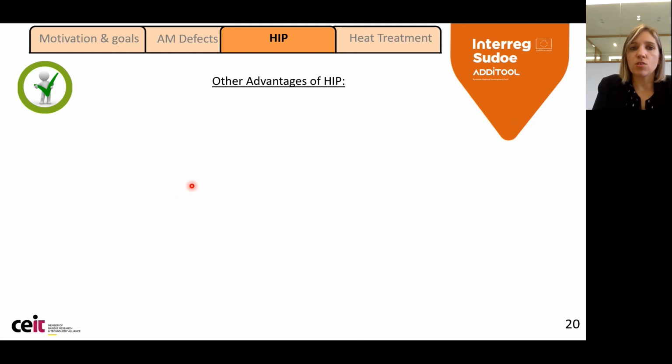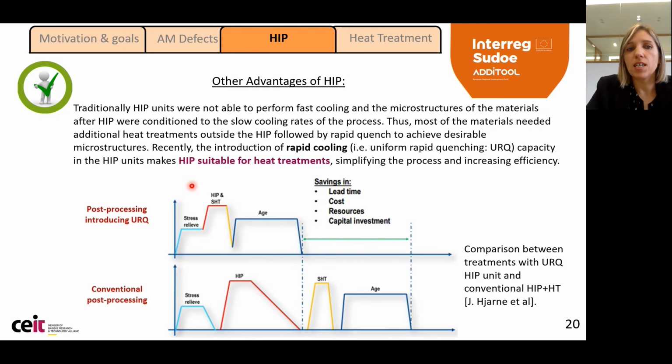But there is not only limitation and risk, there are also other advantages in HIP. And as I said at the beginning, new HIP units now come with, or have introduced, rapid cooling in their technology. This is a good option in order to make the heat treatments inside the HIP. And why can this help us?